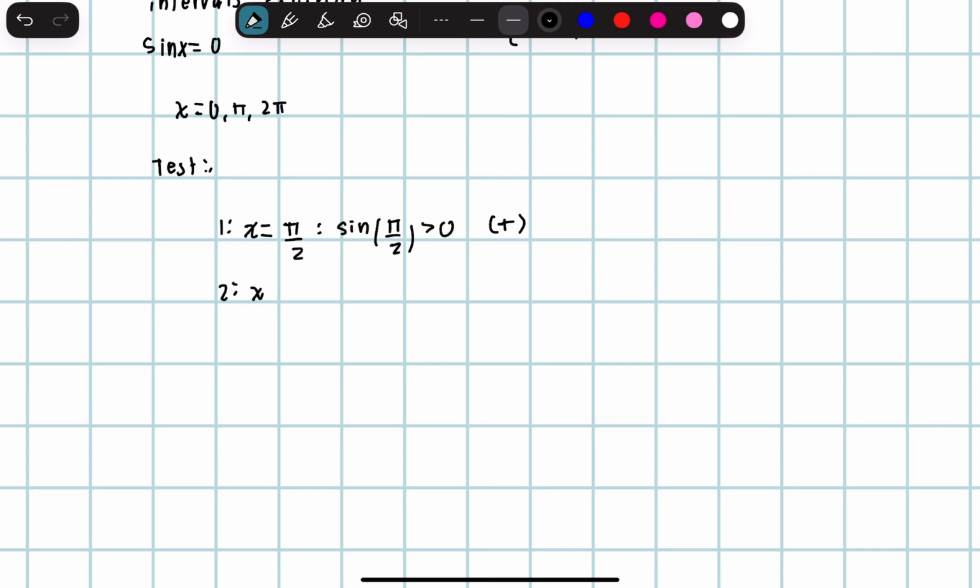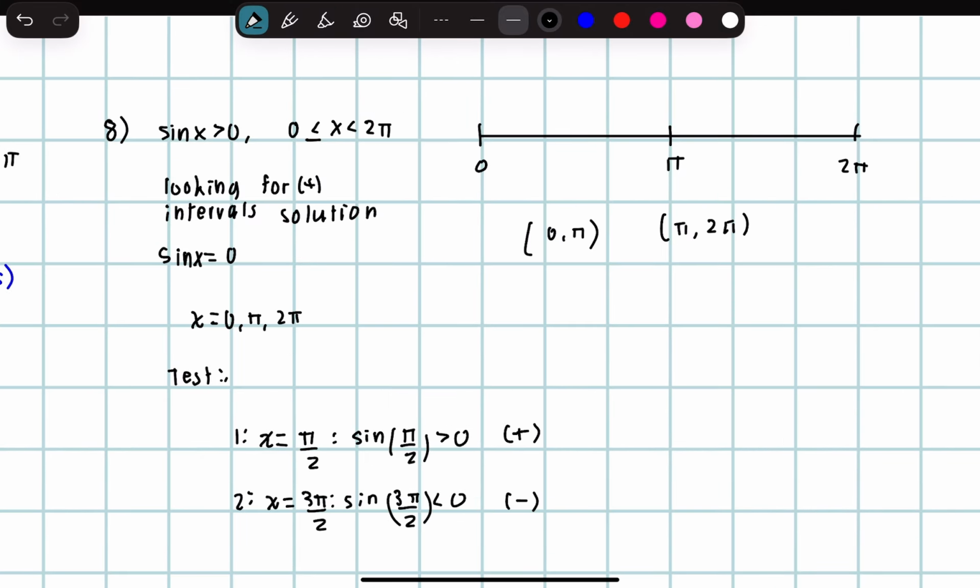Now for our second interval, we do x is equal to 3 pi over 2, which is the easy value that we know. And then we do sine of 3 pi over 2. And that's going to be negative. So we write a negative sign over that interval. So now over these intervals, this interval will be negative and that will be positive.